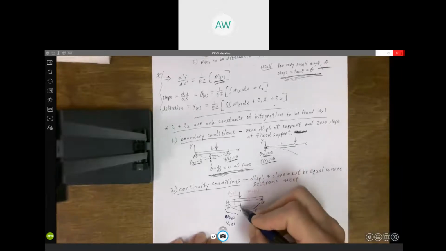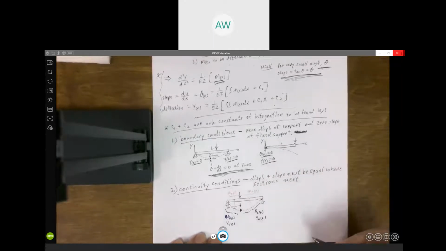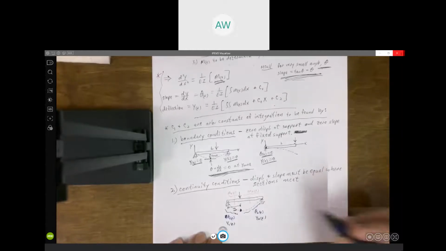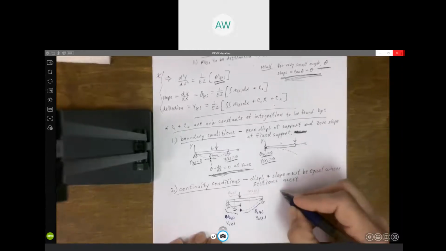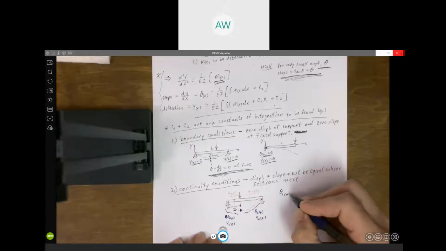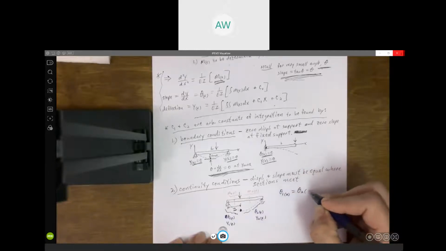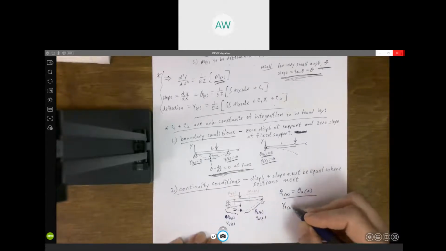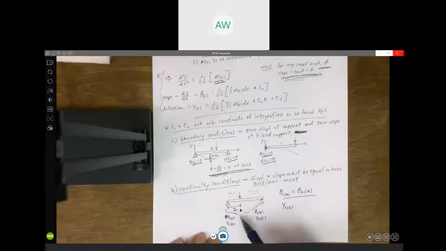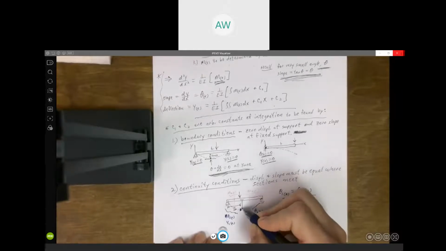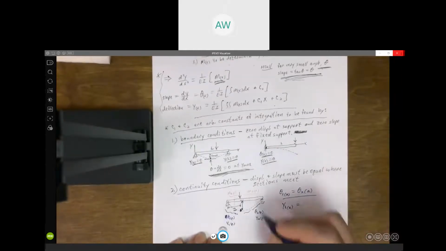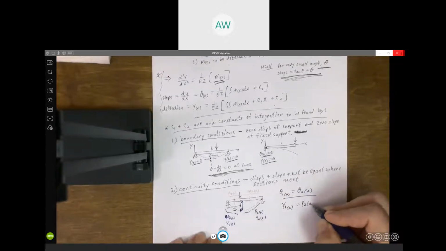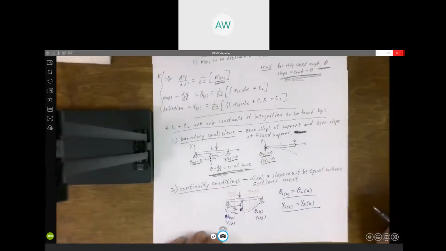But right here, where they meet, at x equals a, they've got to give me the same value. And so that's what this says, that theta 1 at x equals a has got to equal theta 2 at x equals a. And the displacement. If I plug x equals a into this equation, I've got to get the same displacement as I do if I plug x equals a into this equation. Where they meet, they've got to give me the same values.